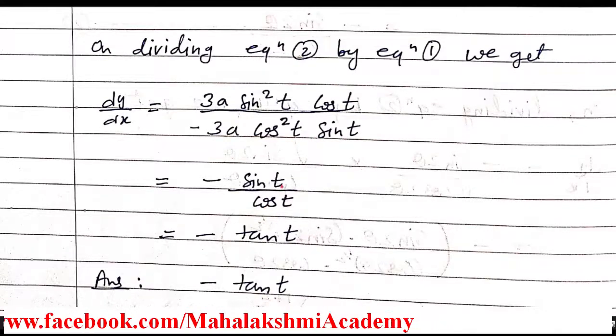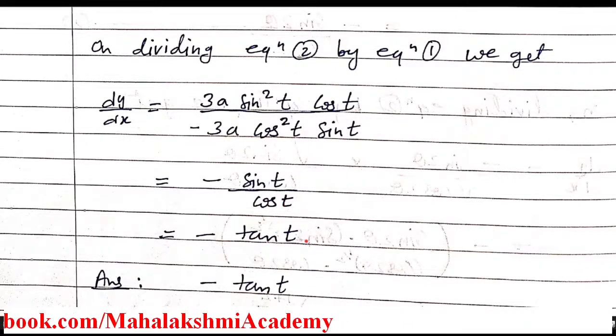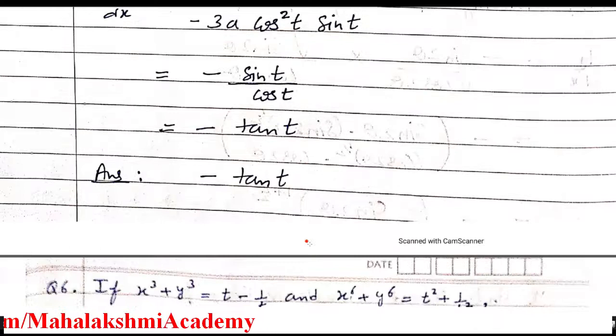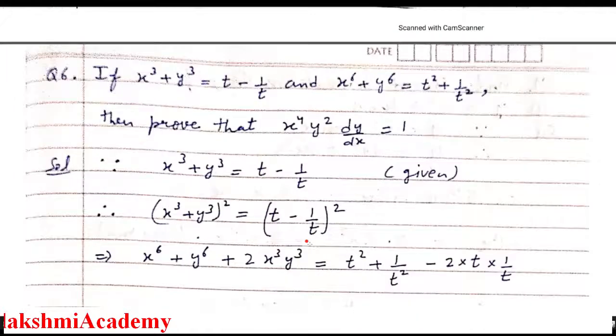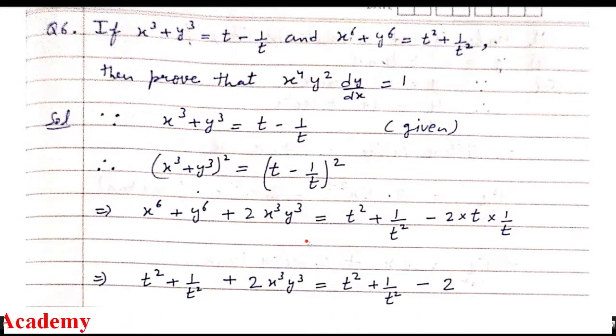So you will remain with sin t upon cos t, that is tan t. So question number 5 is completed. Now we'll start question number 6. It's very different from others.